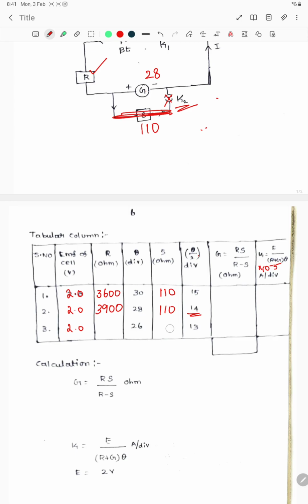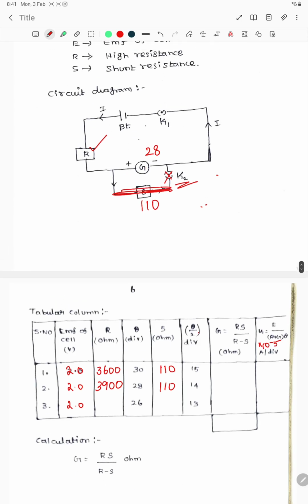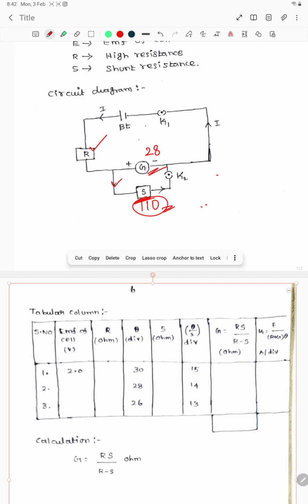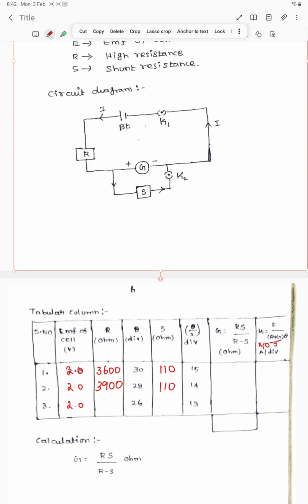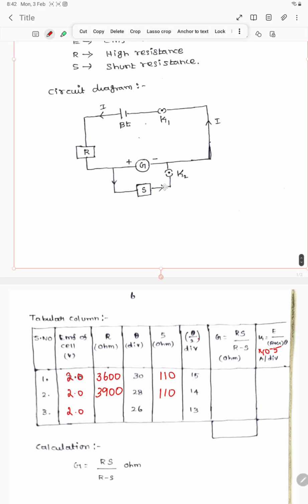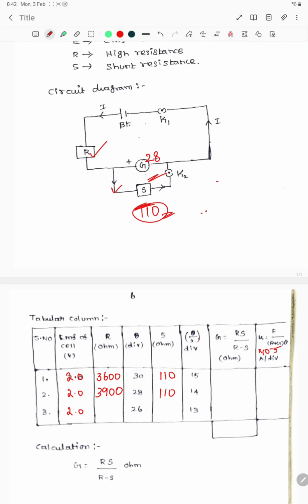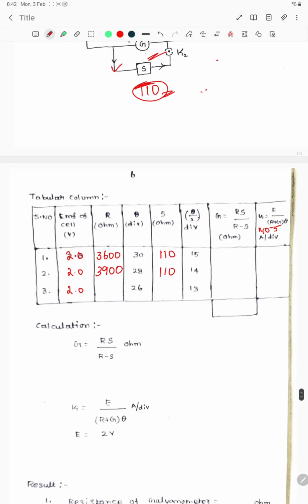What does it show you? Half of the current is going through the shunt resistance. Whatever value you have connected here, the shunt resistance and the galvanometer resistance are almost equal, because half of the current has entered the shunt. That is why half of the current has gone, isn't it? That is why the name comes: half deflection method.